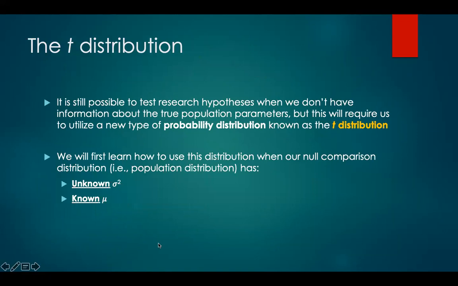Now, it is still possible to test research hypotheses when we don't have this information about the true population parameters, but this will require us to utilize a new type of probability distribution known as the t-distribution. We will first learn how to use this distribution when our null comparison distribution, or in other words, our population distribution, has an unknown variance, or sigma squared, but a known mean, or mu.